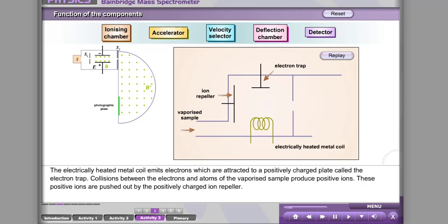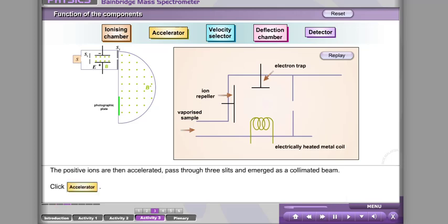The electrically heated metal coil emits electrons which are attracted to a positively charged plate called the electron trap. Collisions between the electrons and atoms of the vaporized sample produce positive ions. These positive ions are pushed out by the positively charged ion repeller. The positive ions are then accelerated, pass through 3 slits and emerge as a collimated beam.